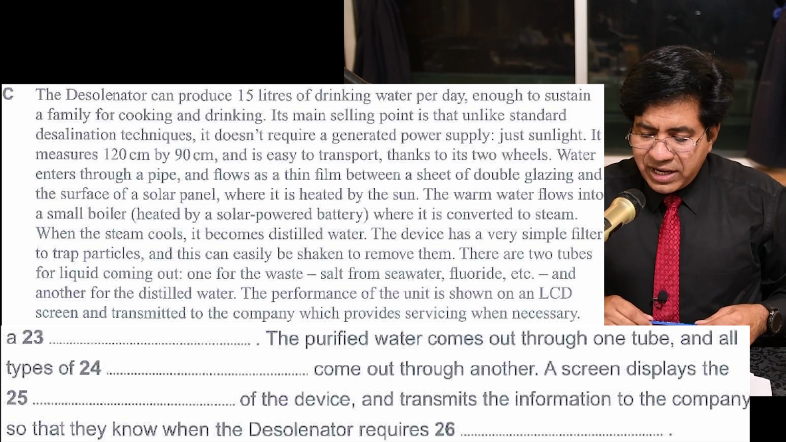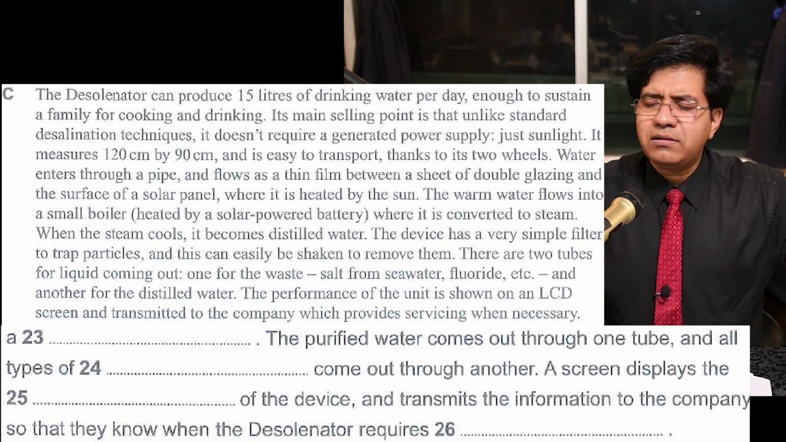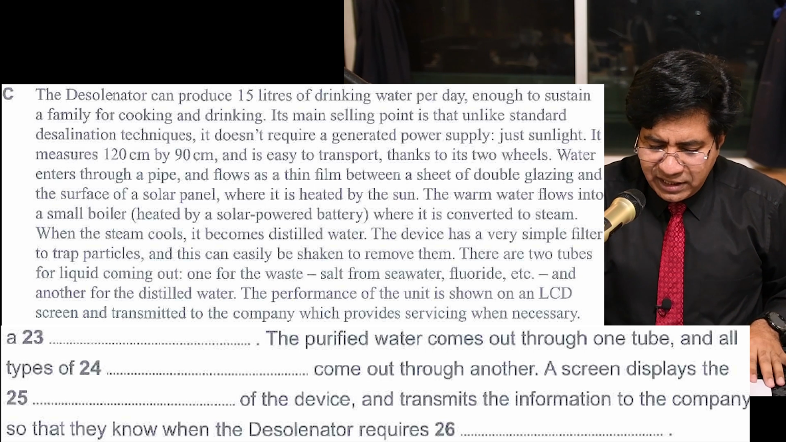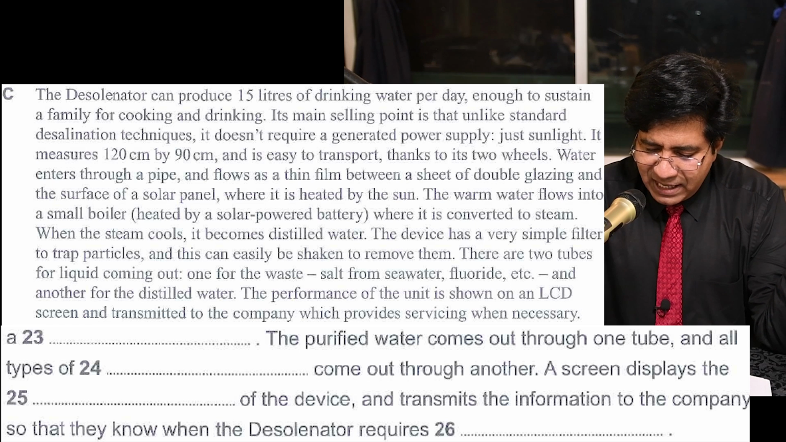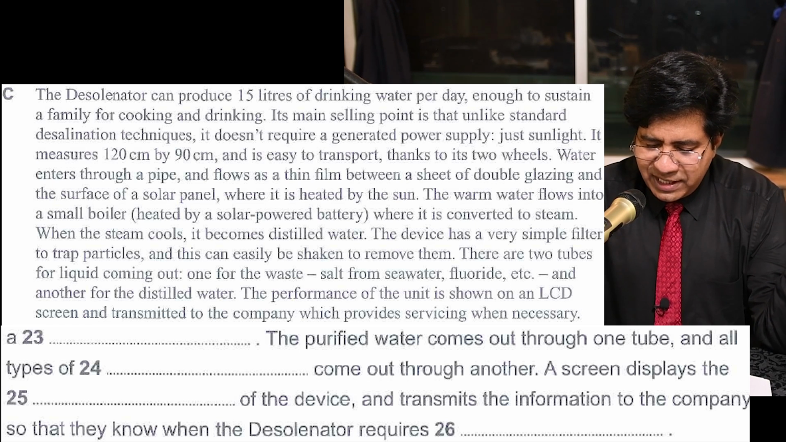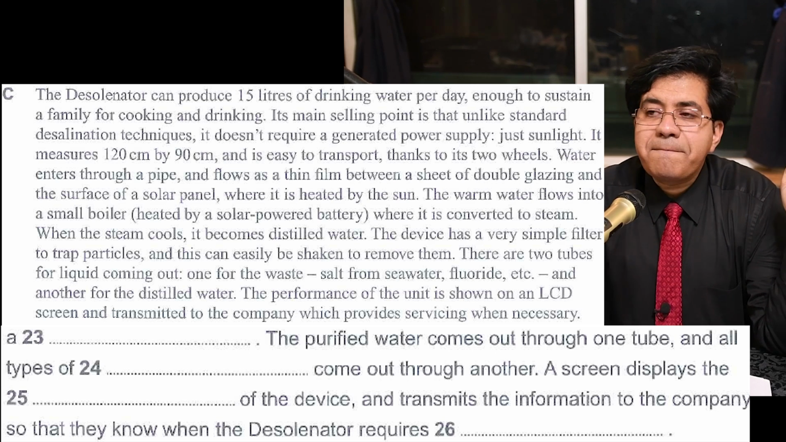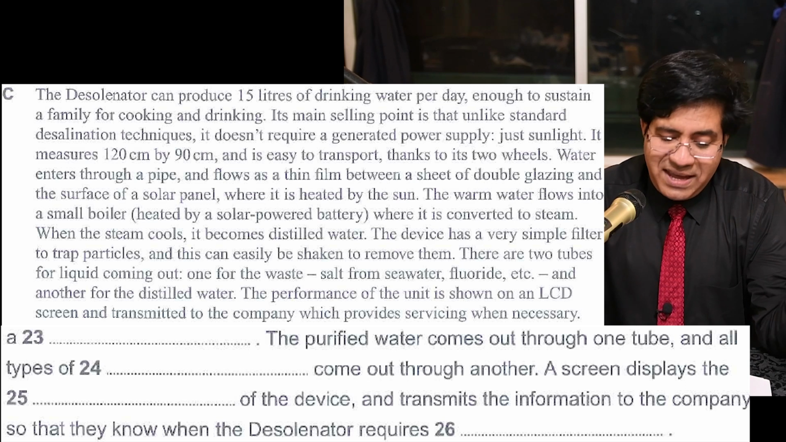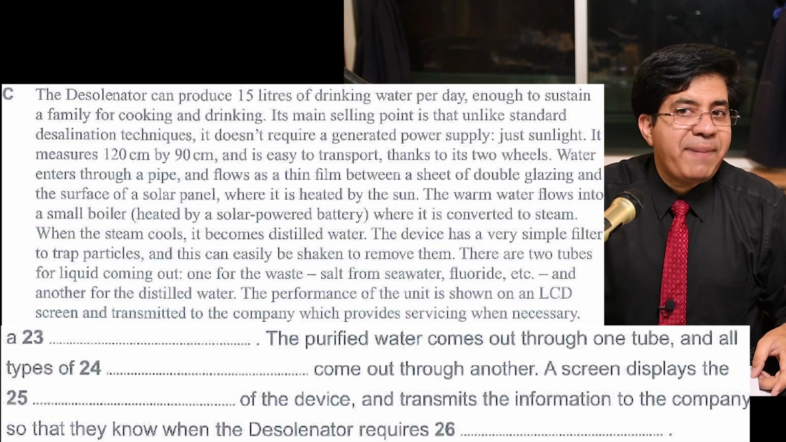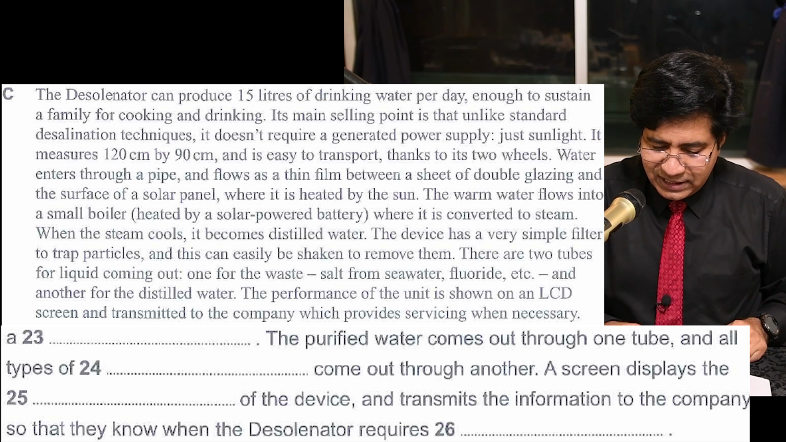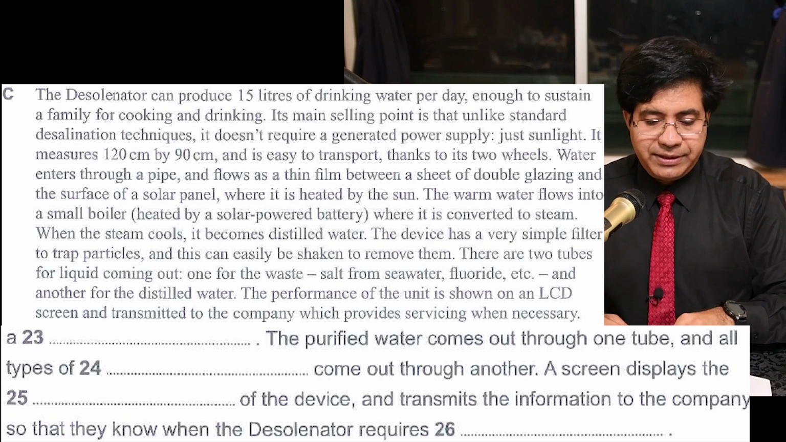Let's go on. A screen displays, like you know LED we have on different devices. We have LED display. A screen displays the dash of the device. Come on, go back. Same paragraph. Last sentence: the performance of the unit is shown on an LCD screen. Performance, very good. So in the question they said a screen displays the dash, and in the passage they used passive voice. What is that? They said here the performance of the unit is shown on an LCD screen.